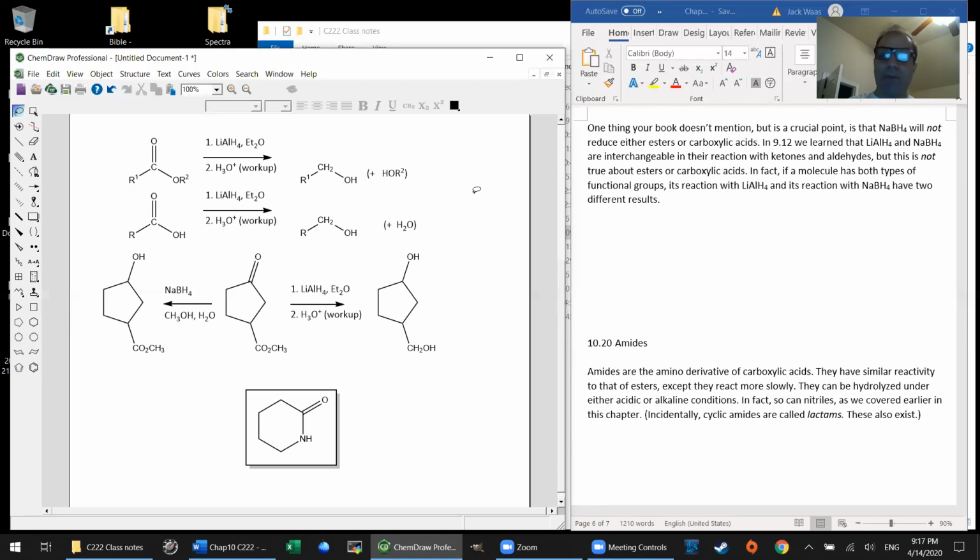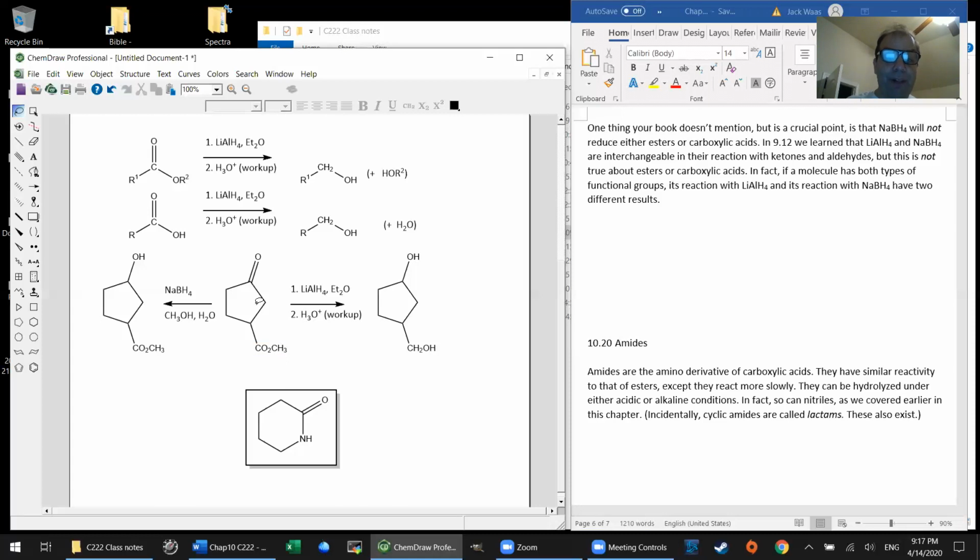Sodium borohydride will not touch a carboxylic acid or an ester. The two reagents, while interchangeable for aldehydes and ketones, are not interchangeable for esters and carboxylic acids. There you must use LAH if you want to reduce them. What that means is we have something that we can take advantage of.